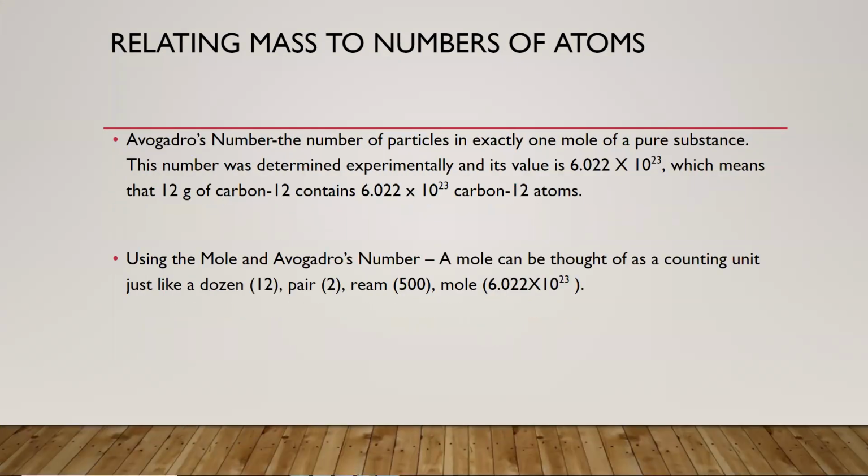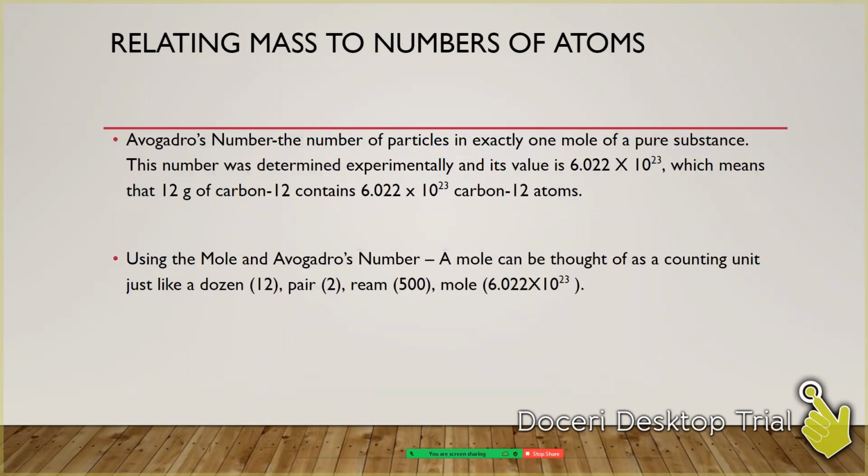So Avogadro's number is the number of particles in exactly 1 mole of a pure substance. And remember, a pure substance is either an element or a compound. And that number would be 6.02. You can take off one of your twos. We're just going to use it with 6.02 times 10 to the 23rd particles. And once again, that was if you could count them, which you cannot.